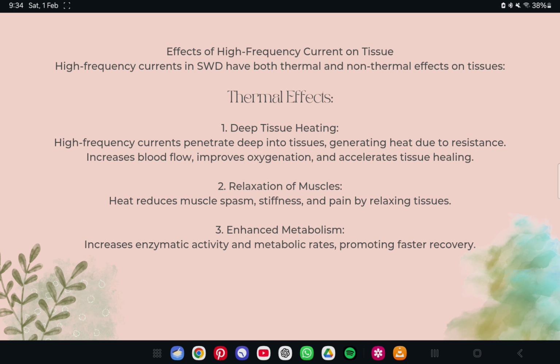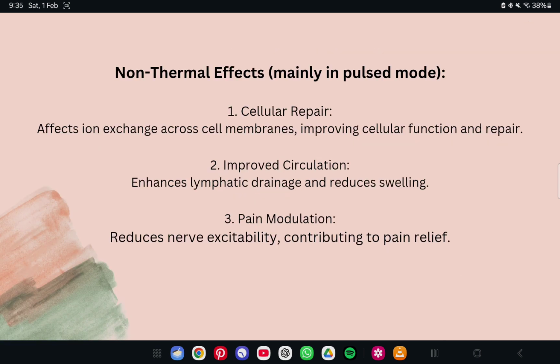The amount of heat produced depends on the tissue conductivity. So muscles, blood and the synovial fluid absorb more energy and heat up faster, whereas fat and bone absorb less energy and remain cooler. The heat improves your blood circulation, reduces your muscle spasm and enhances tissue healing. Enhanced metabolism means the increase in the temperature leads to increase in the metabolism. These are some non-thermal effects, that is your cellular repair, improved circulation, and pain modulation.